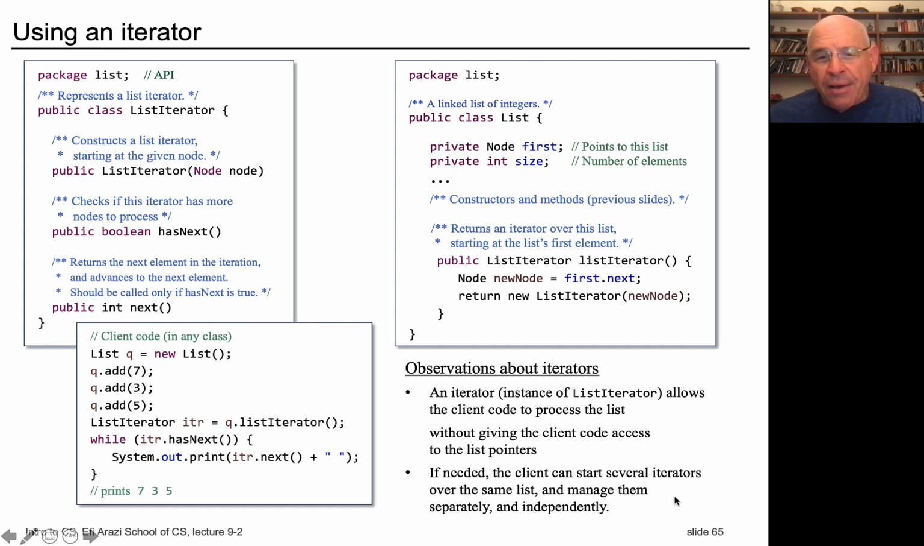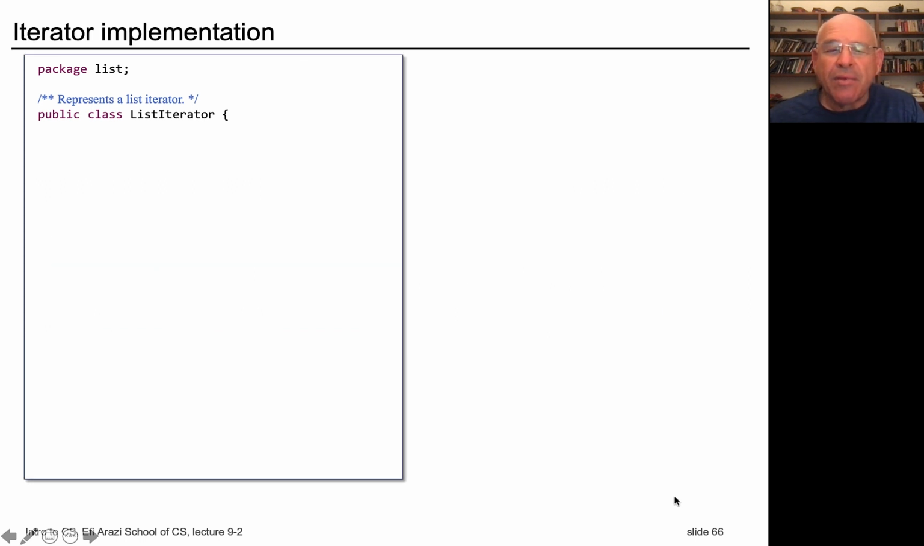I think that I said everything which is written here, except for the last point. If I want, as a client, I can start several iterators and use several iterators for different purposes. And I don't have time to show it, and it's not terribly important, but it's very flexible. I can use iterators in many creative ways.